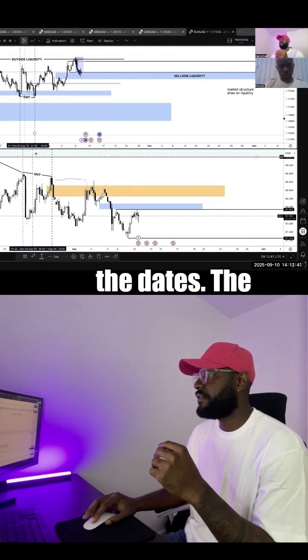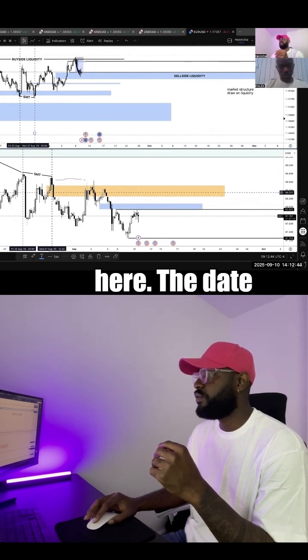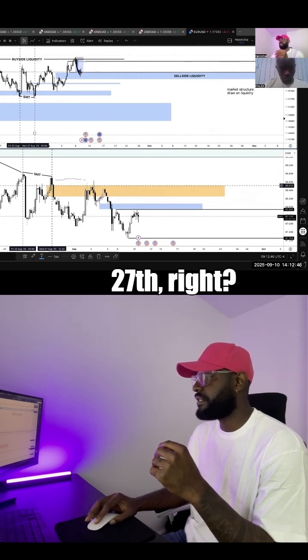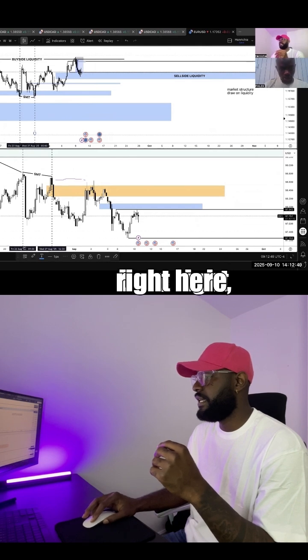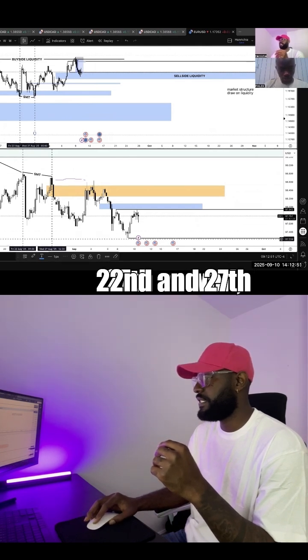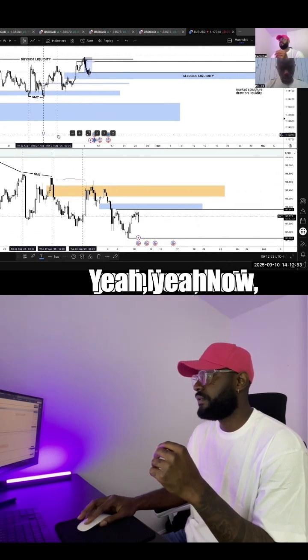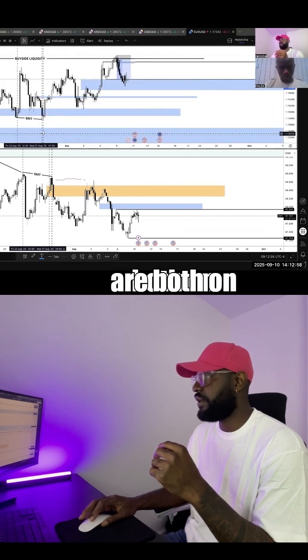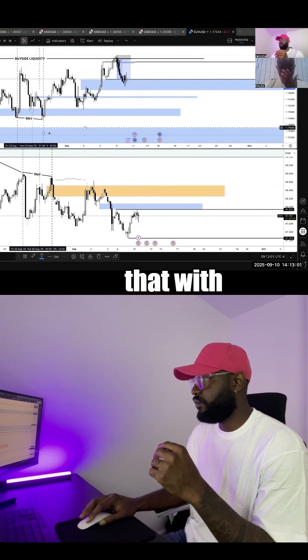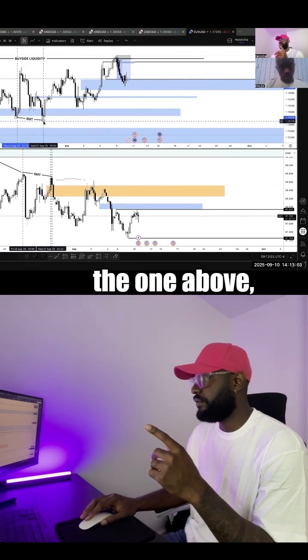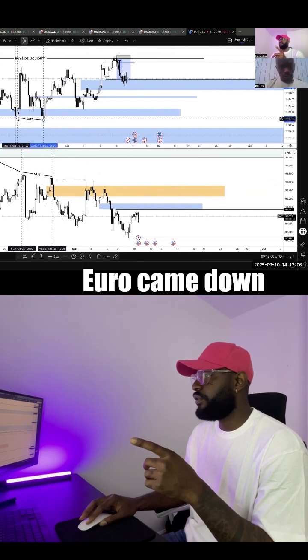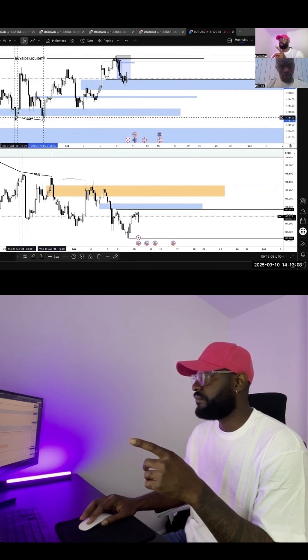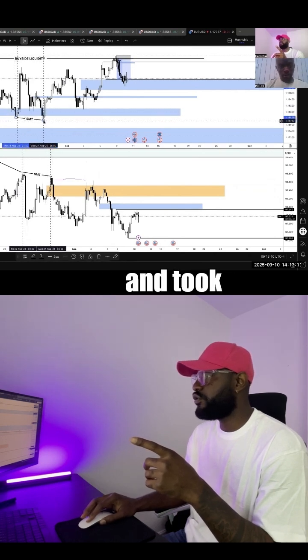This was here and here. Now look at the dates. The date is down here. The date was 22nd and 27th, right? Dates right here, down here, 22nd and 27th as well, right? Now, both price actions are on 4-hour time frame. Now you can see that with euro being the one above, dollar is the one below. Euro came down here, created a low here, and then came on the 27th and took liquidity from the previous low.